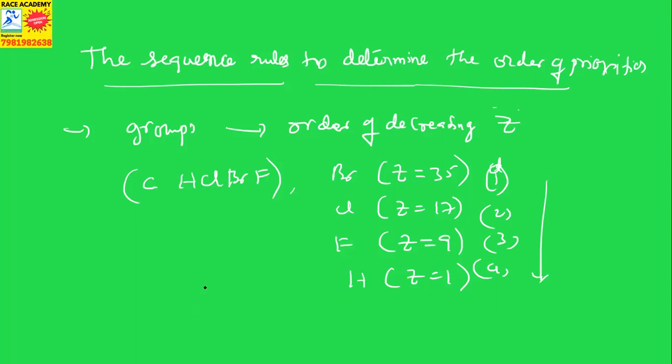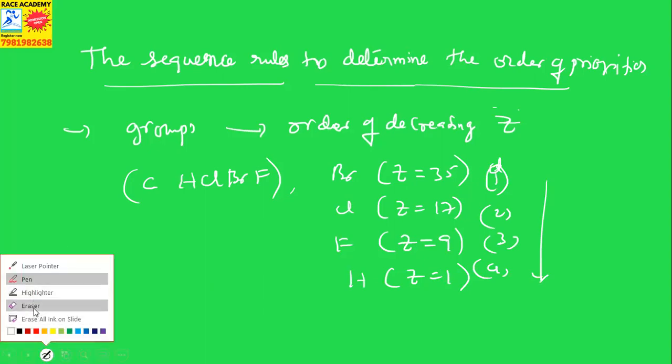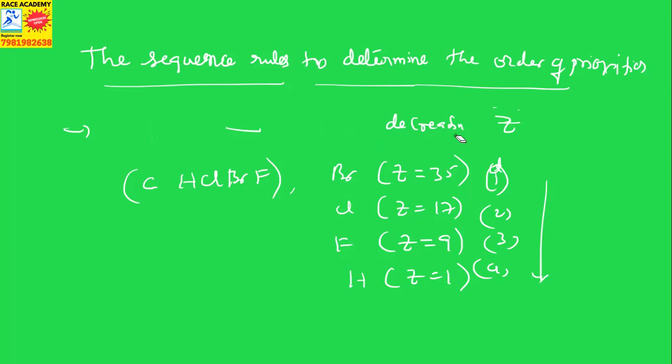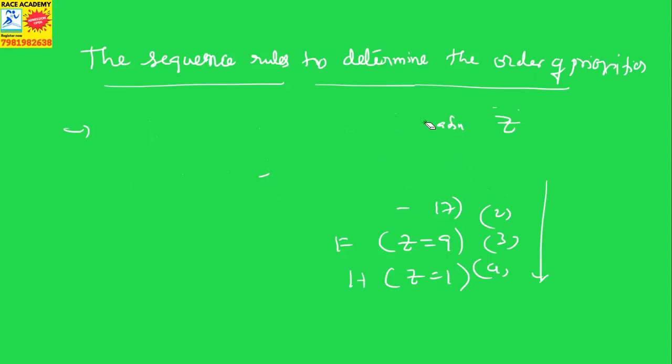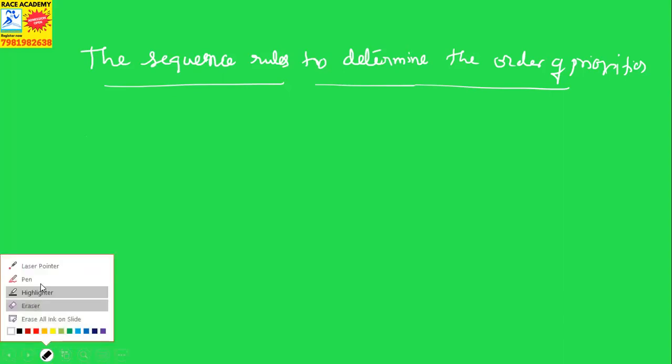Okay. Then that will be one of the first points to understand the sequence of writing the rules. And the next one is when two or more groups have identical first atom attached. That means groups will be attached to carbon, and they have identical atoms present.